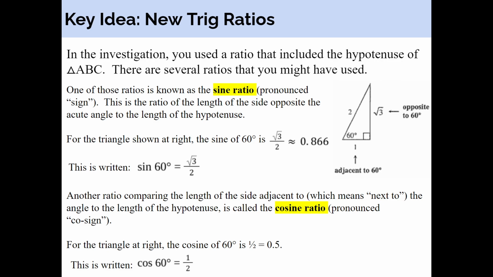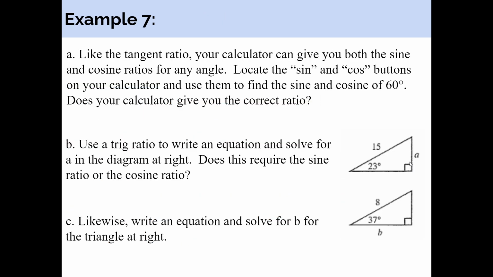Cosine means adjacent over hypotenuse. That's why we get the equation cosine of 60 degrees equals 1, which is the adjacent side, over 2, which is the hypotenuse. So now we have tools for the whole way around the triangle. We have opposite to adjacent, opposite to hypotenuse, and adjacent to hypotenuse. That covers all our bases.